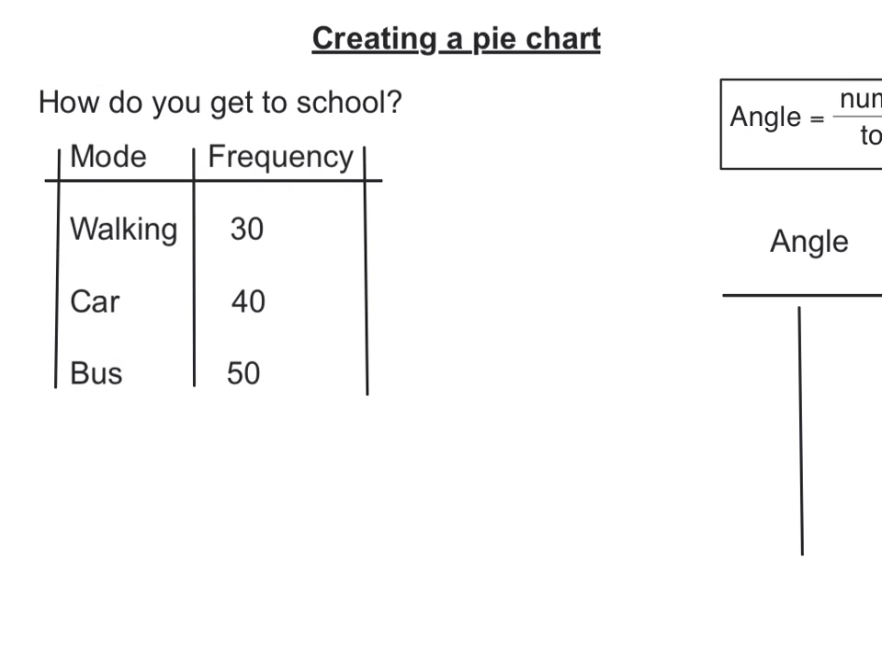In this video, we're going to work out a pie chart, and it's going to be on the mode of transport people take to get to school. So 30 walk, 40 take the car, 50 bus. So the first thing we need to work out is the angle each of these segments are going to make in our pie.